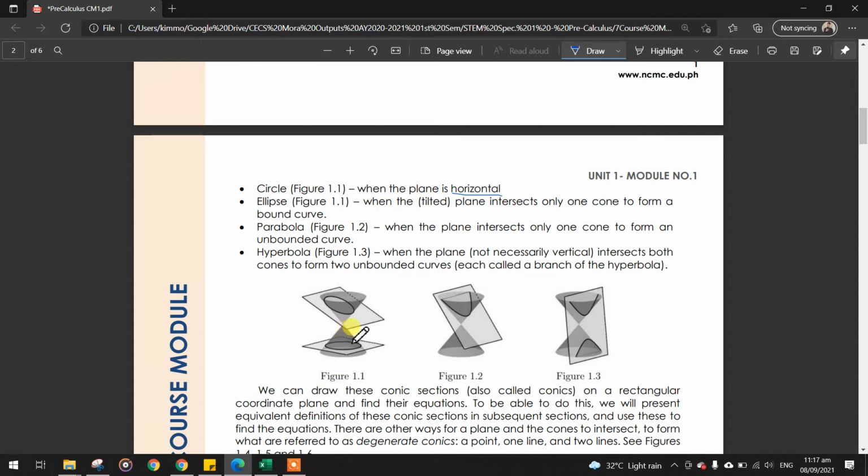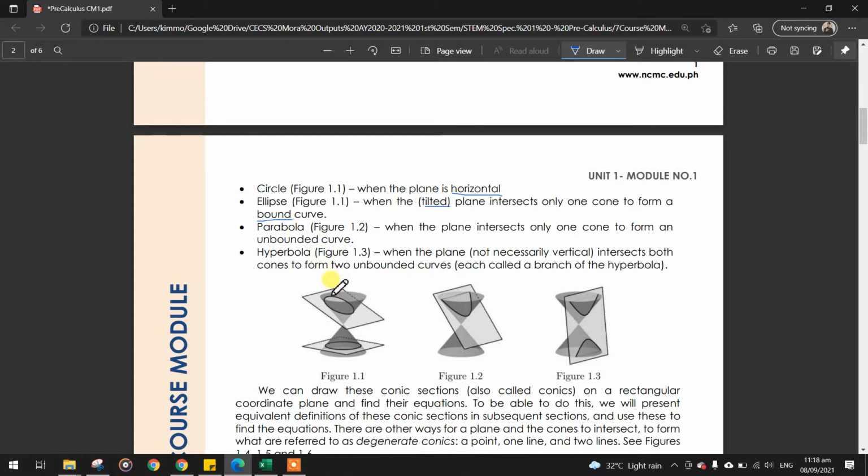Next one is the ellipse. So, that is when the tilted plane, so meaning nakatakilid daw nga plane, so kaning rectangular nga part, intersects only one cone. So, meaning isa ra ka cone. So, kaning nasa taas, nag-intersect siya, meaning iyahang gi-cut or kanang iyahang gi-intersect bitaw sa na point niya or na touch niya ang cone. So that is to form a bound curve. So remember this bound curve meaning close siya nga curve. Kung bound meaning naka-close siya.